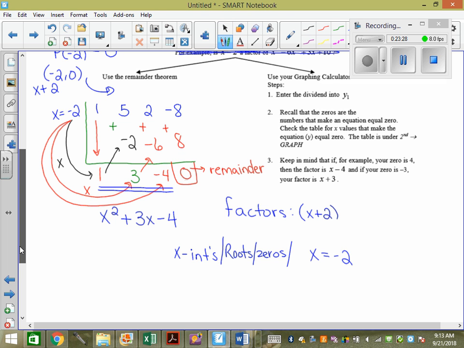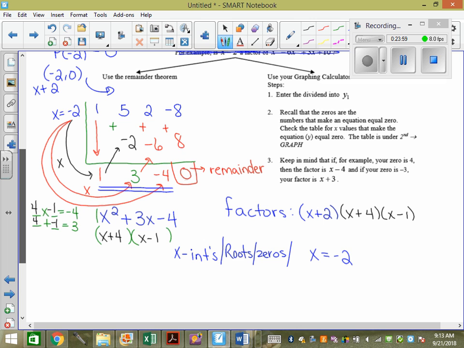It's going to be what times what equals negative 4, what plus what equals 3. And it's nice because it has a 1 in front. You can go right to brackets. What's it going to be? Positive 4 and negative 1. So I get x plus 4 and x minus 1. So I have all my factors now: x plus 2, x plus 4, x minus 1.